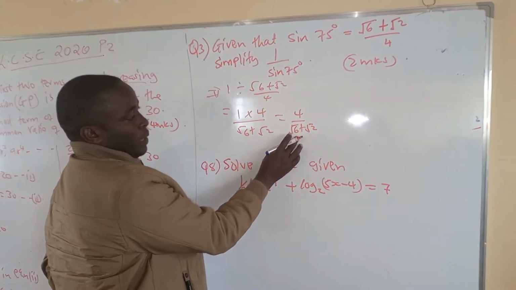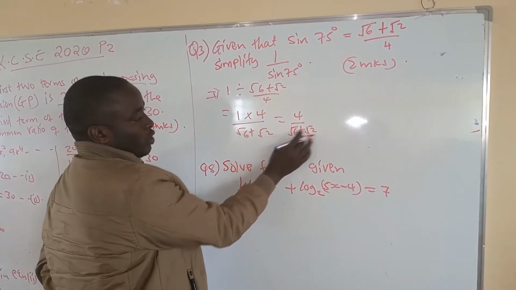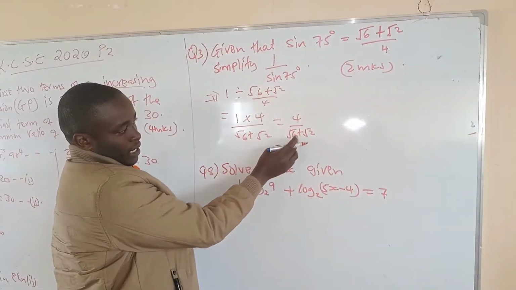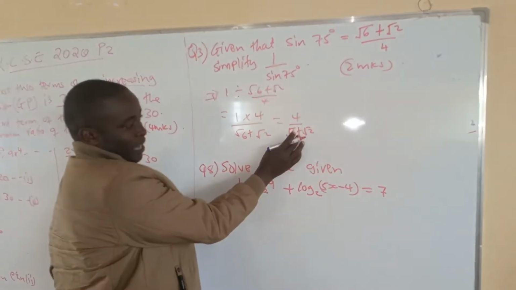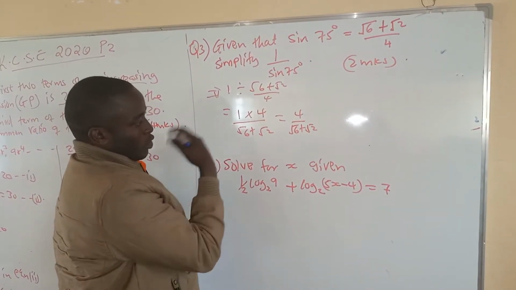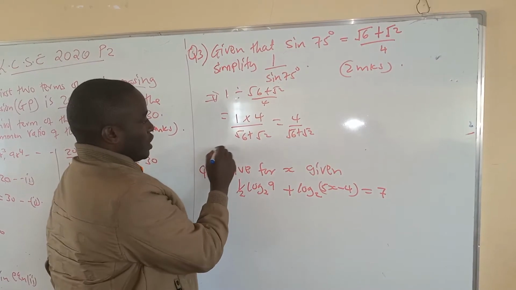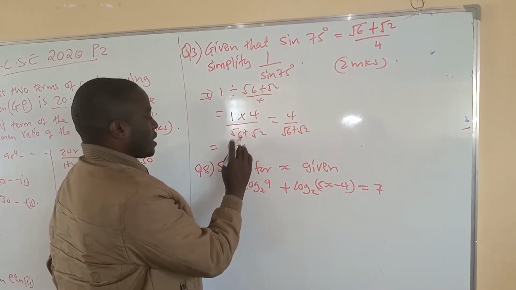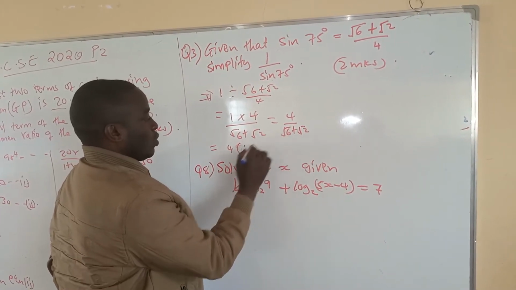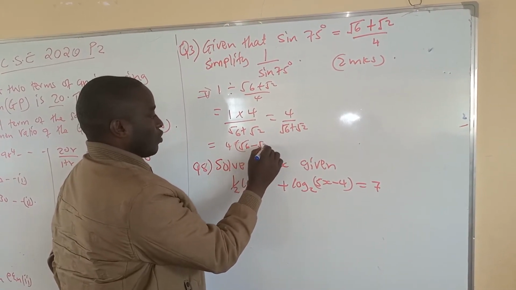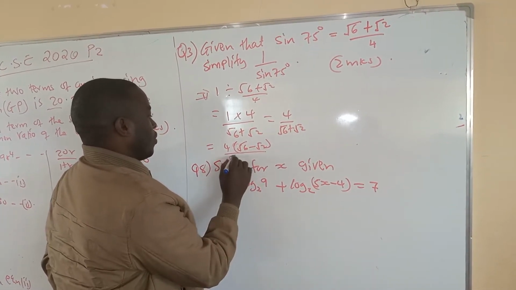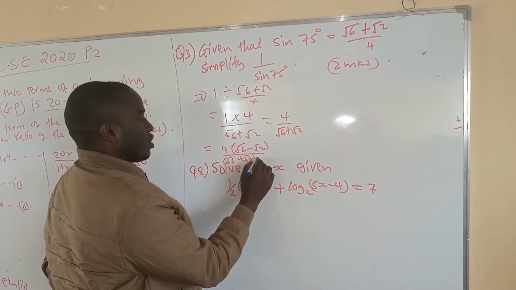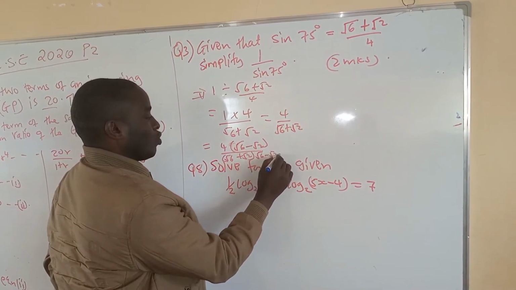We rationalize the denominator by multiplying by the conjugate of the denominator in both numerator and denominator. The conjugate is that if it's a positive, you put a minus, and if it's a minus, you put a positive. That's what we mean by the conjugate. So this is equal to 4 times the conjugate, which is root of 6 minus root of 2, all over root of 6 plus root of 2 times root of 6 minus root of 2.